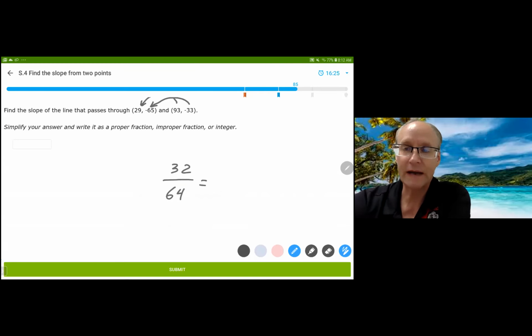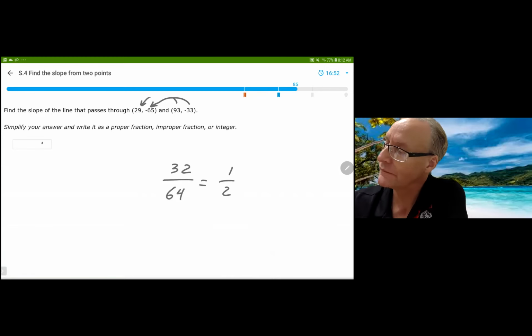A really good practice is rather than doing it piece by piece, some people are going to say, oh, they're both even, so I'm going to divide by 2. But what you really want to look for is what's called the greatest common factor. That is the biggest number that goes into both of these. Did anybody see it already? You see 32 goes into both of those. These are both powers of 2, and this is 1/2 when I divide by 32. So it looks like it's 1/2.